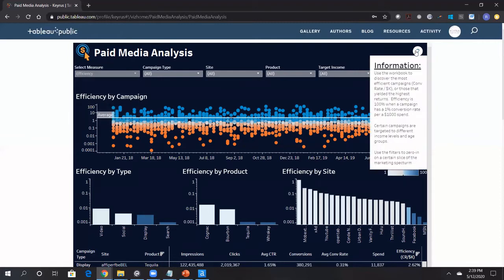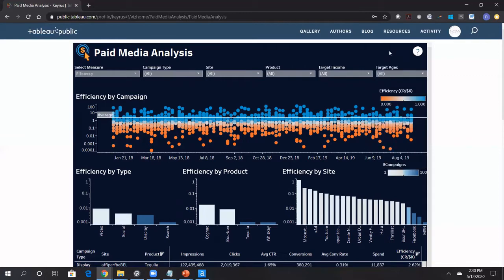There's always a definition of some of these metrics here in the information tab. We rank 100% efficiency, essentially, when a campaign has a 1% conversion rate per $1,000 spend. So if we spend $1,000 to get just a 1% conversion rate, then we know we're doing our job and getting the maximum sort of ROI that we can expect out of these types of investments. So let's take a look at the dashboard.